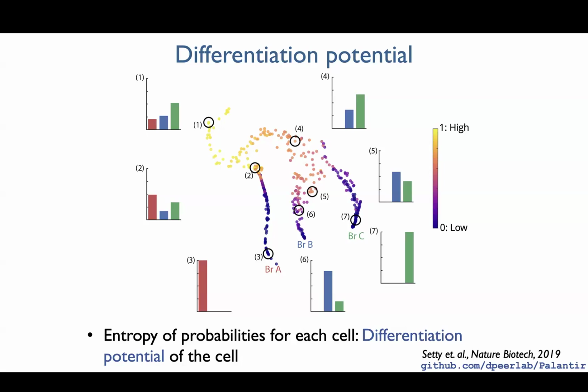You could say a cell is somewhat similar to the root cell, but it's very committed, so its differentiation potential will be low, but its pseudotime value will be high. A stem cell, by definition, will have low pseudotime and high differentiation potential, right? Because its potential is the entropy, so there's high probability.